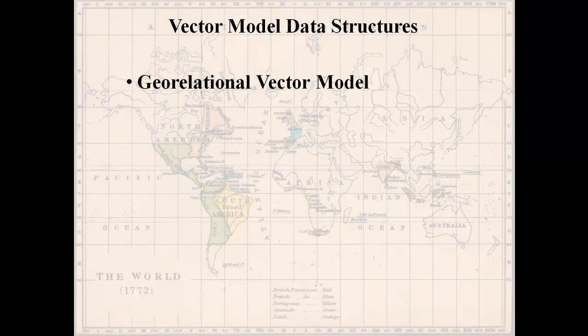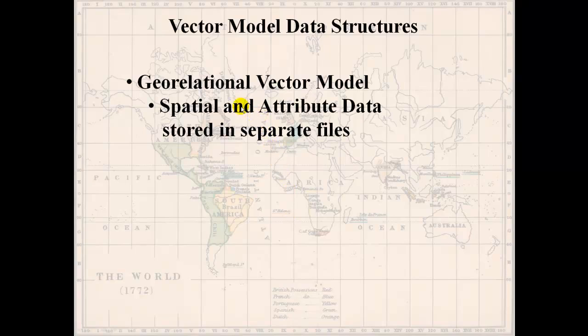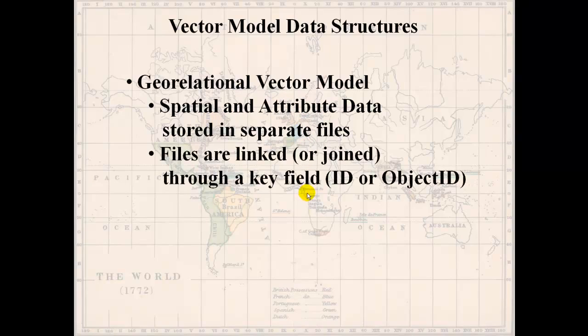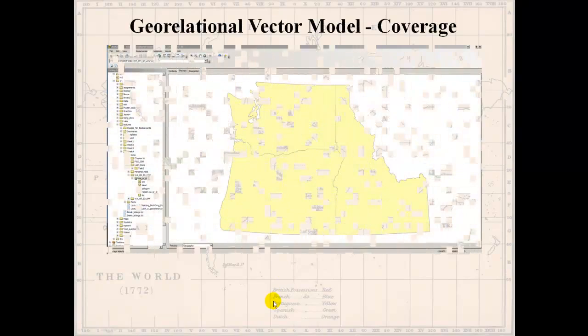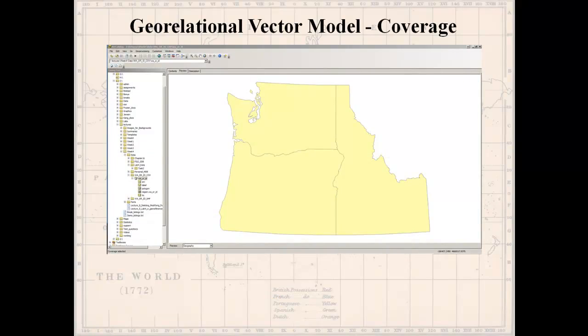How do we store this stuff? In the georelational model, we have the spatial, the where, and the what data stored in separate files, so we link those together. The way we link them together is through what's called a key field, which in this case might be the object ID or the FID field in that table that I was showing you a little bit earlier. So this is the oldest georelational vector model.